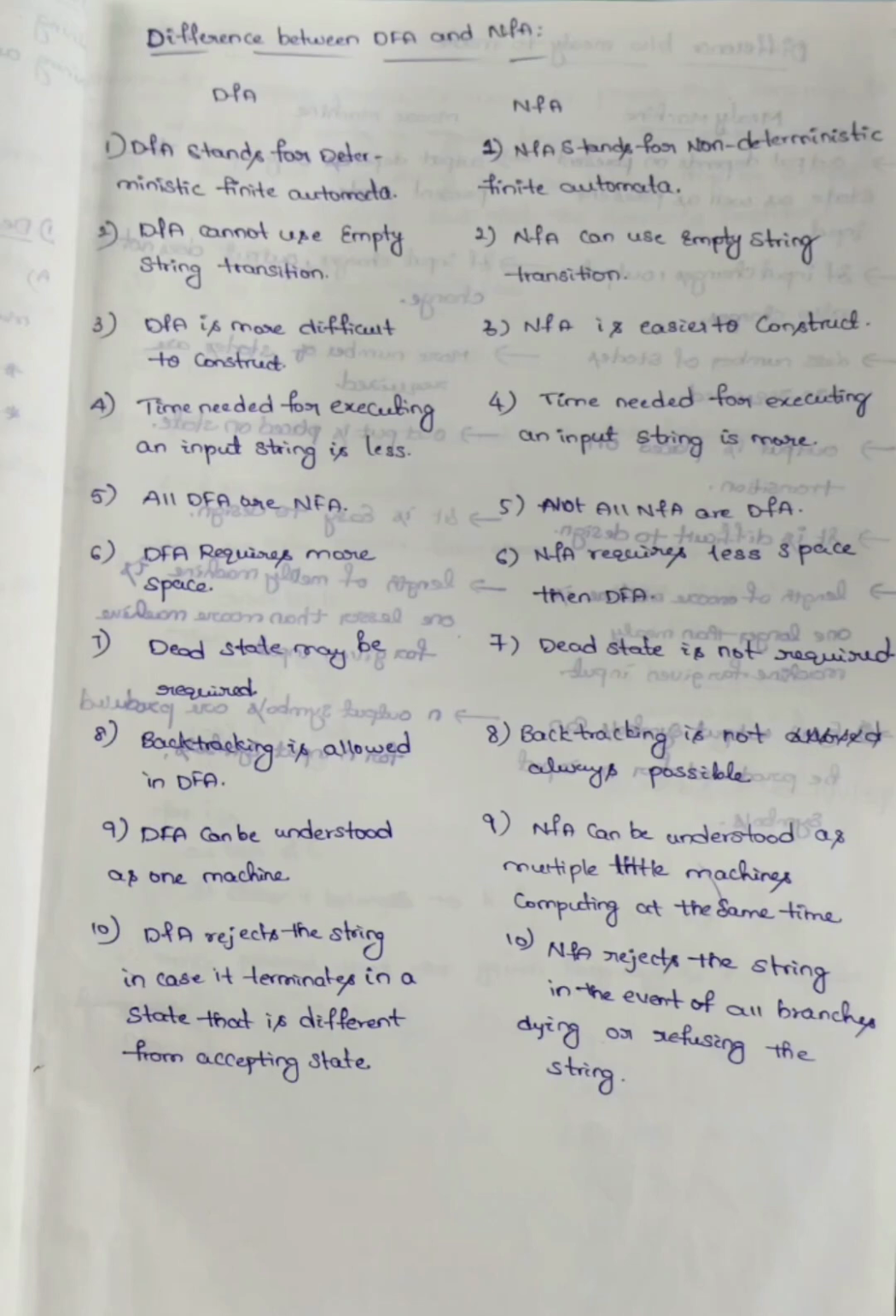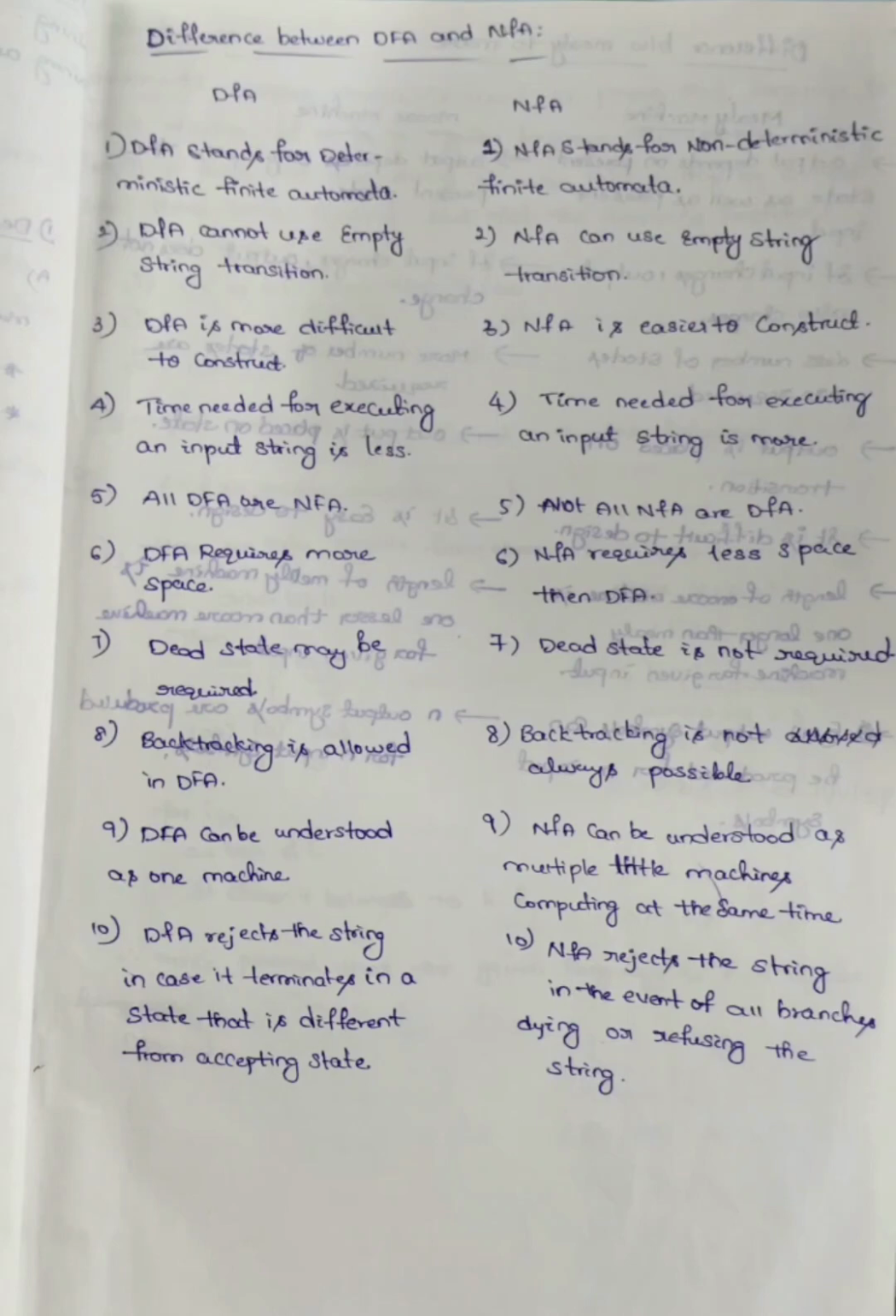DFA cannot use empty string transition. NFA can use empty string transition. DFA is more difficult to construct. NFA is easier to construct. Time needed for executing an input string is less in DFA. Time needed for executing an input string is more in NFA.